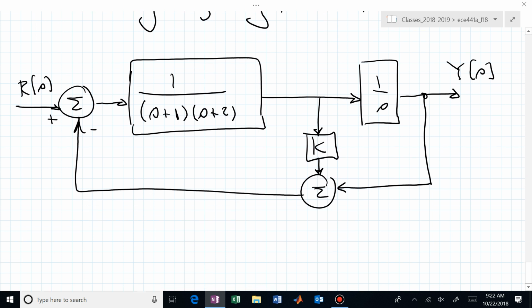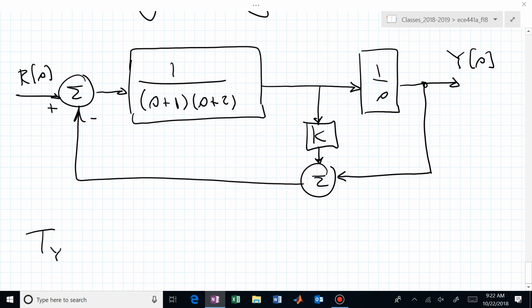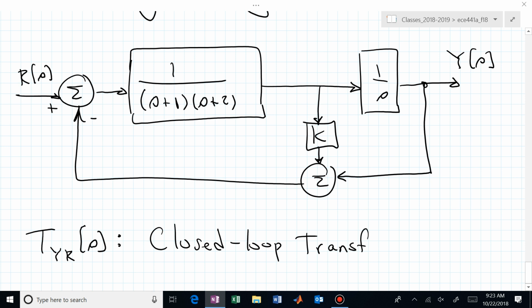What's our closed loop transfer function? That's what we want to find, because we want to work with the characteristic equation, which is the equation that is associated with the denominator of our closed loop transfer function. Why did I say that's equal to 0? I have no idea, because I was thinking about the denominator and setting it to 0. This is now what I'm calling the closed loop transfer function between R, the input, and Y, the output.